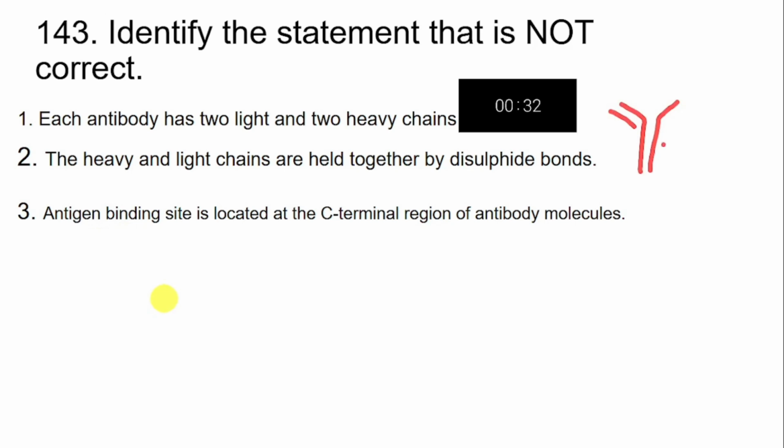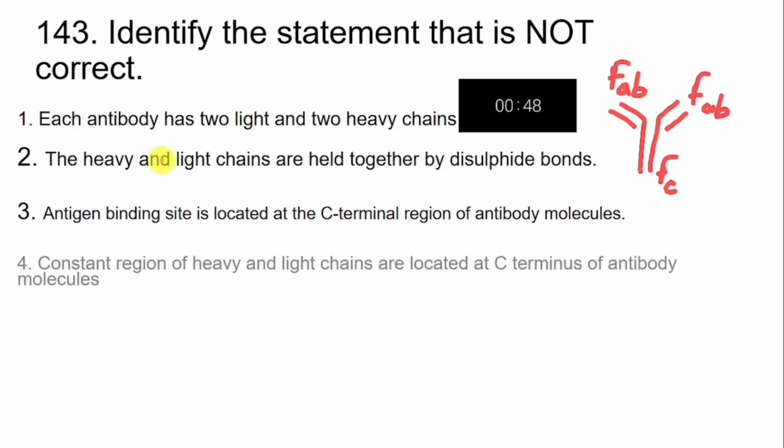N-terminal. Okay, the structure looks something like this. So this is called the FAB, fragment antigen binding. Okay, this is also FAB. And this part is called FC. So option 3 is the wrong statement and therefore the answer of this question.